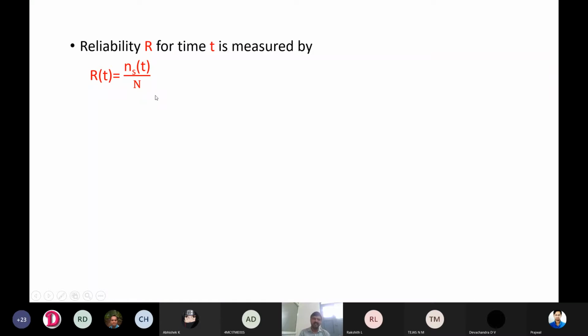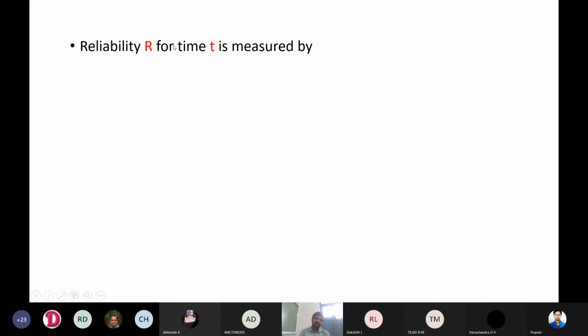If there are 100 products and, out of 100, 90 are surviving after time t, what is the value of reliability? In percentage, it is 90%. So the reliability of that product is 90%. If you want to express the same thing in decimal, it will be 0.9.